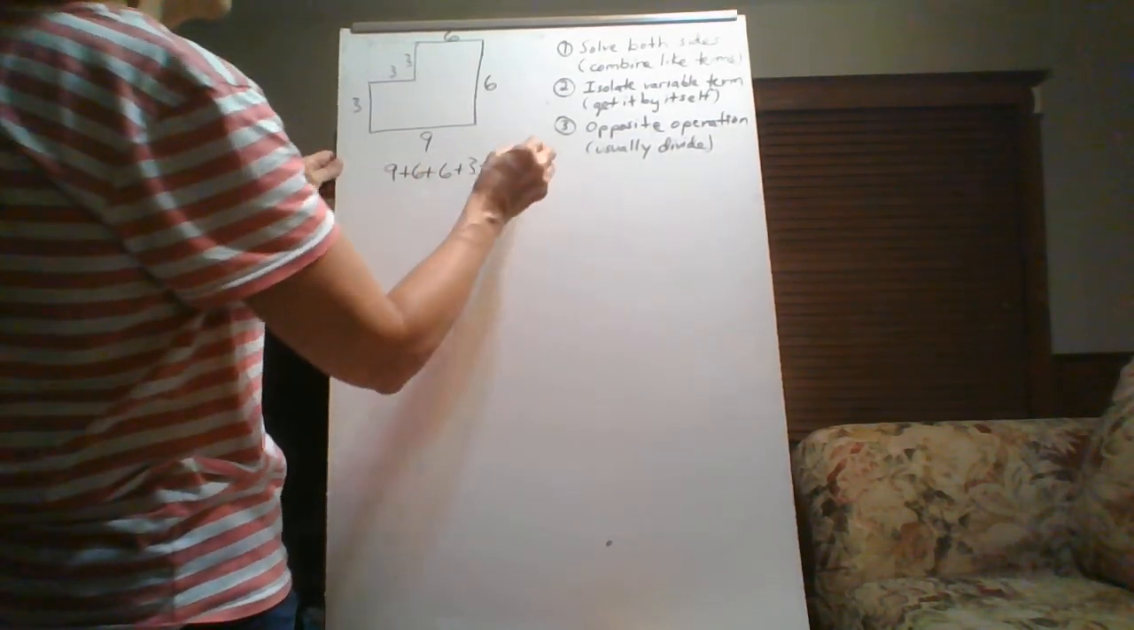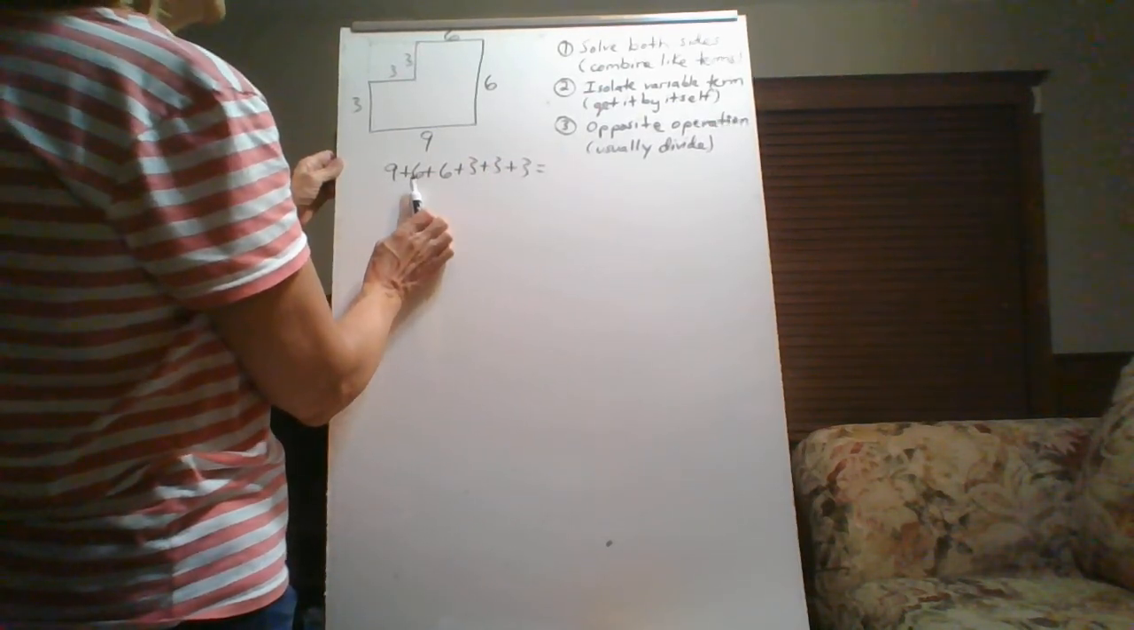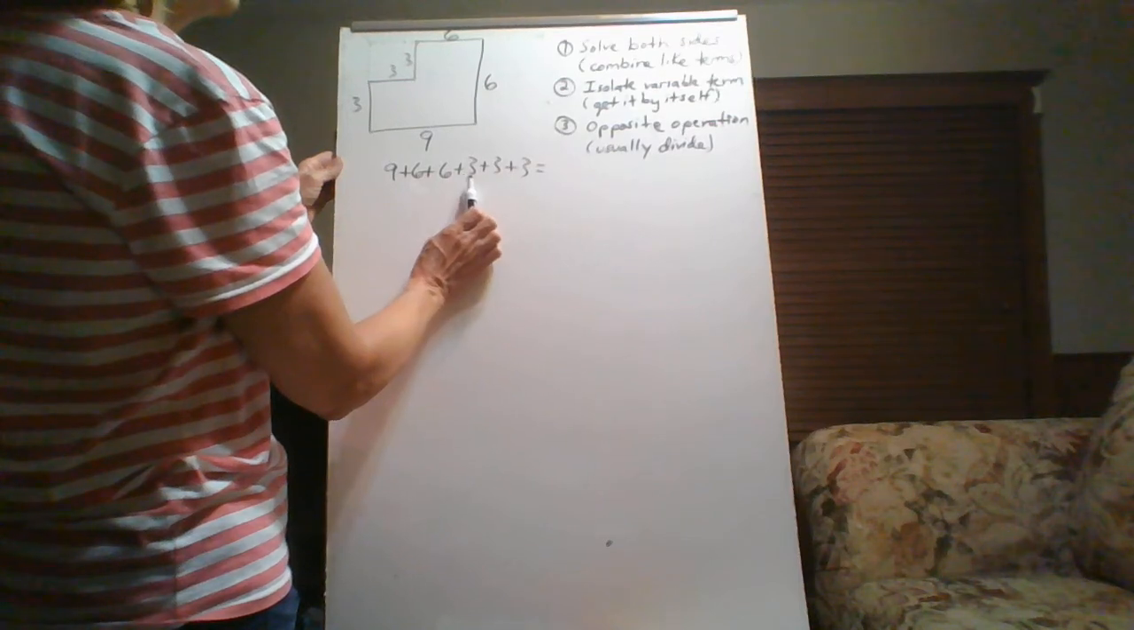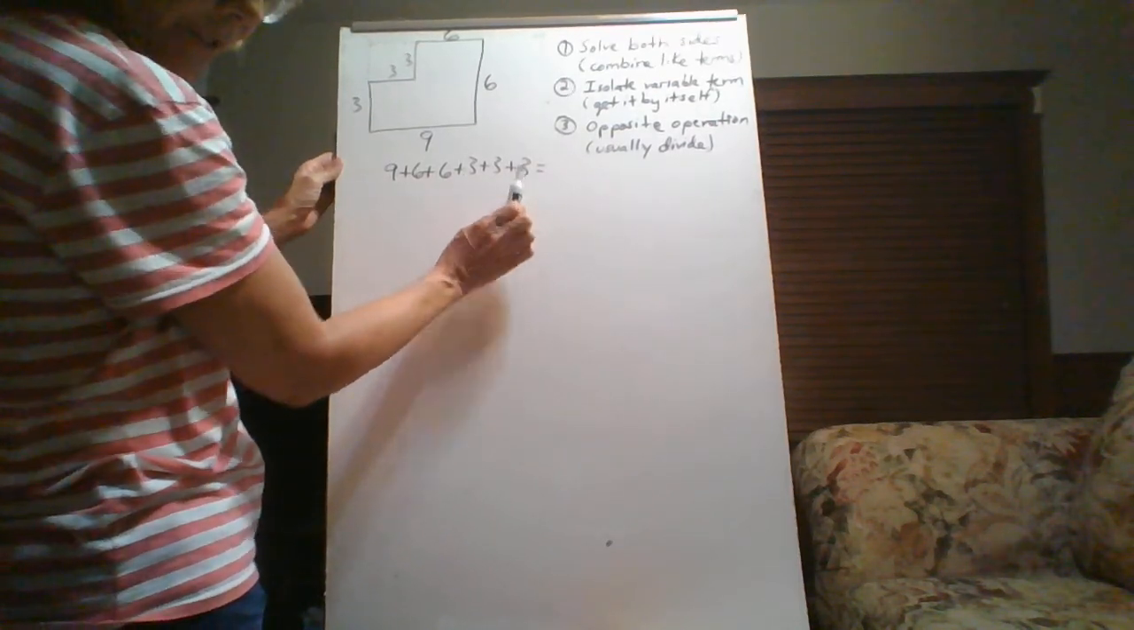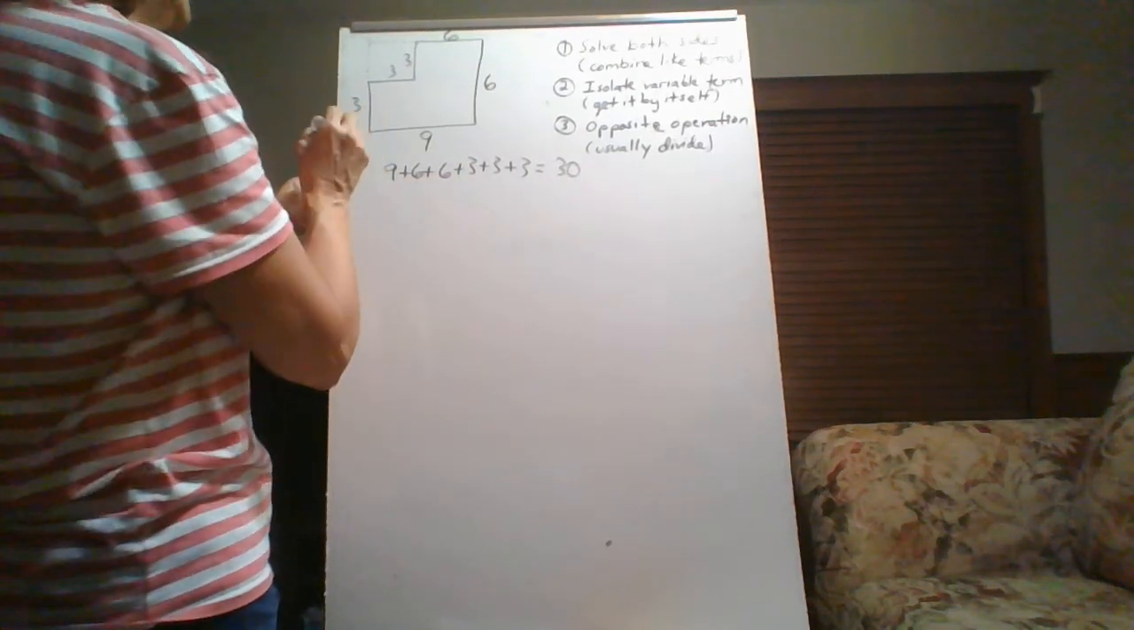Yep, got them all. All right, you can use your calculator. 9 plus 6 is 15, 21, 24, 27, 30. And that's my answer. So the answer is 30, which is D, as in dog.